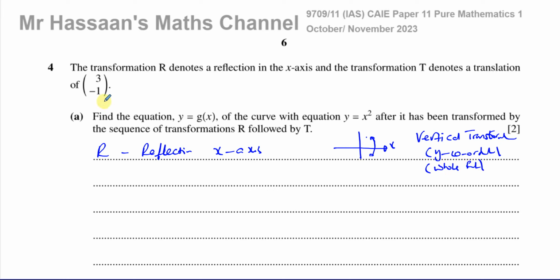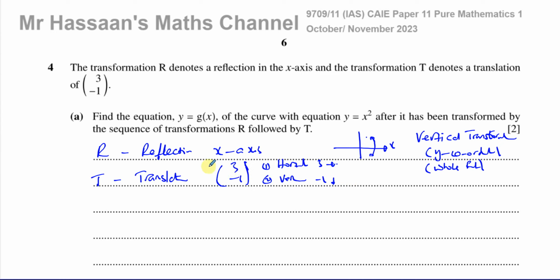The next is T, which represents a translation by the vector (3, -1). This consists of two parts. One is horizontal, 3 units to the right, and the other is vertical, minus 1, which is 1 unit down. So this vector represents that translation.